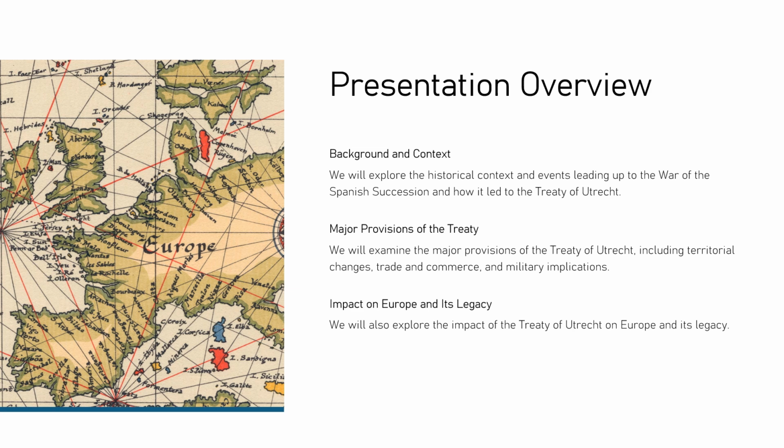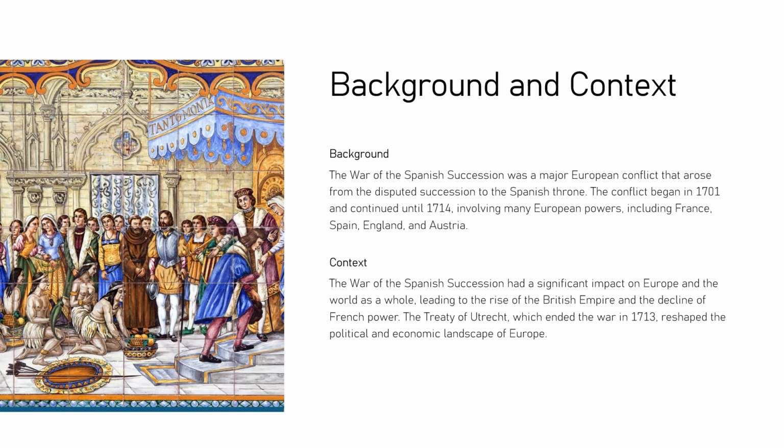Impact on Europe and its legacy. We'll also explore the impact of the Treaty of Utrecht on Europe and its legacy. Background and context. Background. The War of the Spanish Succession was a major European conflict that arose from the disputed succession to the Spanish throne. The conflict began in 1701 and continued until 1714, involving many European powers, including France, Spain, England, and Austria.